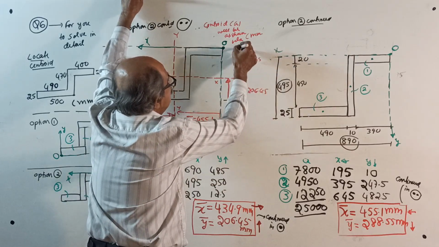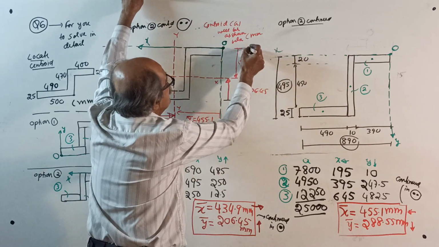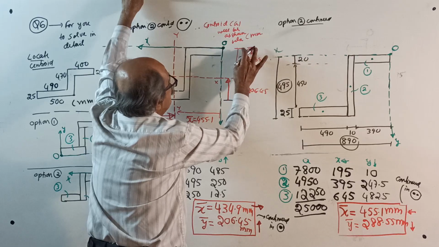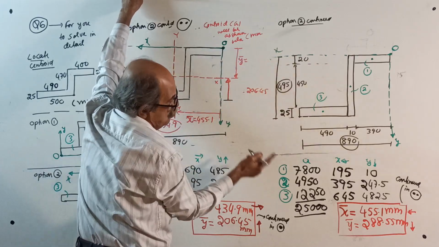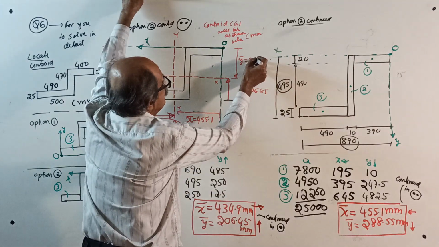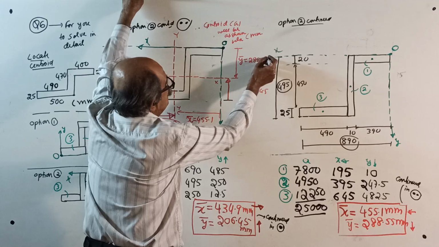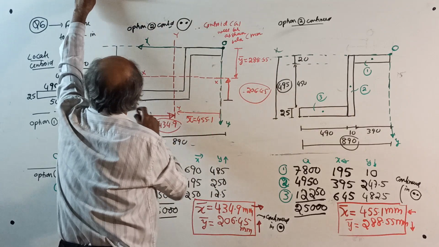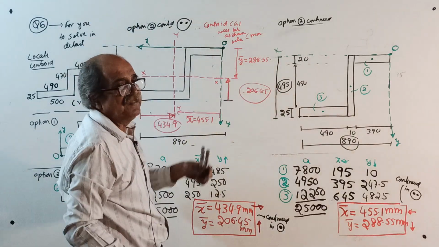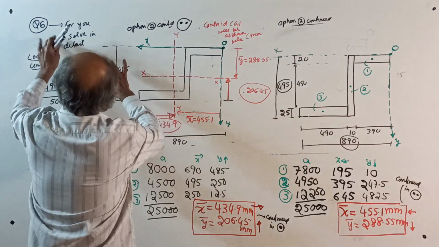This is your y bar. Y bar equal to 288.55. Correctly tallying, see? 288.55. Then if you want, from here you calculate: from 495, subtract it, get the answer. So this question is over, question 6.